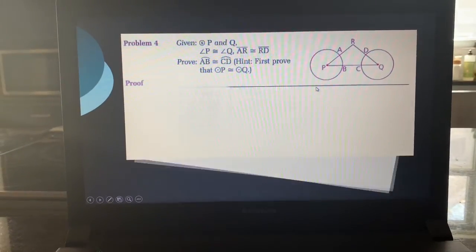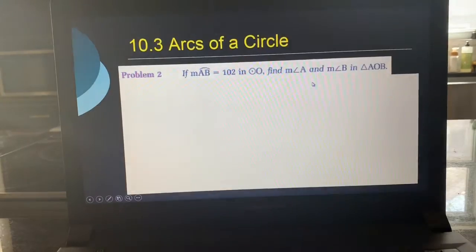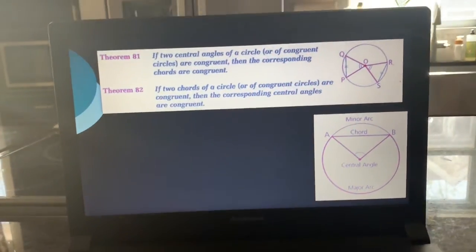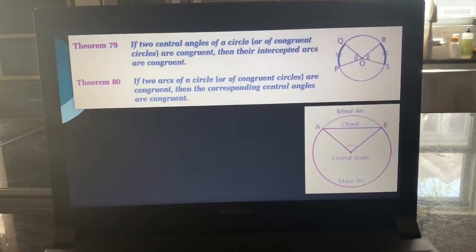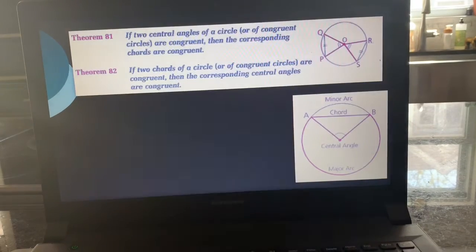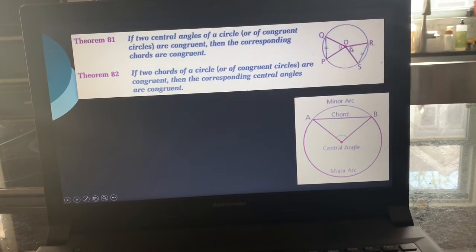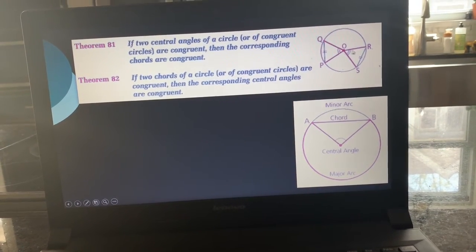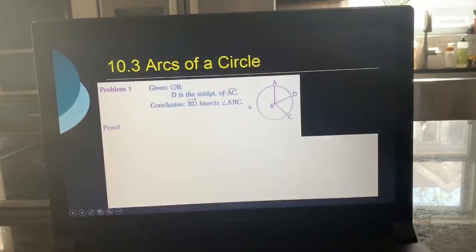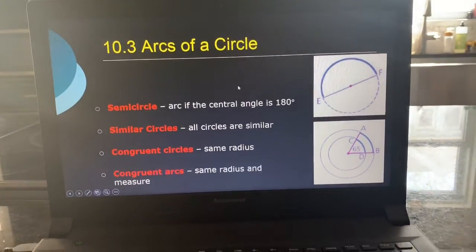Let's see, what else? An example problem? All right, let me show you some example problems. So you've got these six theorems, which seem like a lot, but they're all saying basically the same thing. It's just that there's a relationship between central angles, chords, and arcs. And then don't forget all of these definitions. Let's look at some example problems.